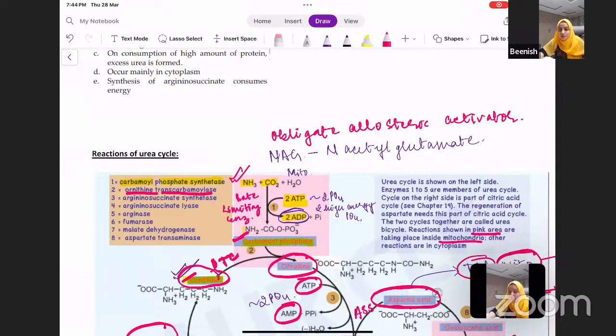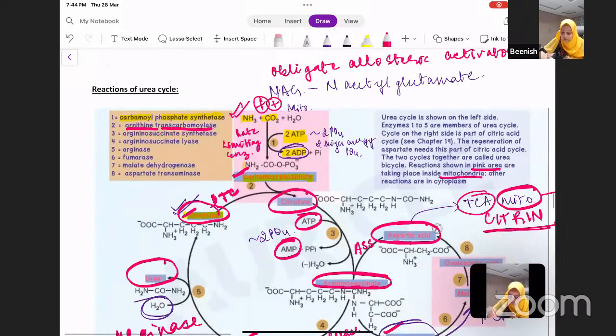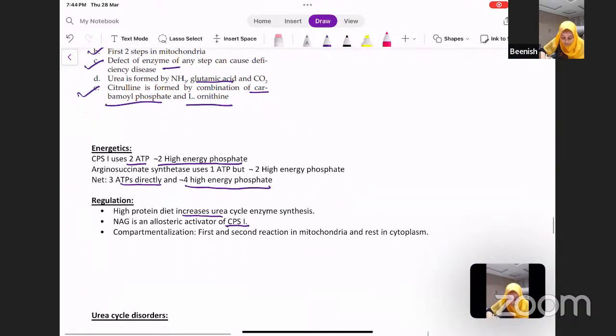What does it mean by obligate allosteric activator? That is, it is compulsory for it to be present. So the first reaction will take place only in the presence of NAG, that is N-acetyl glutamate. And then compartmentalization. That is, the first and the second reactions are taking place in the mitochondria and the rest in the cytoplasm. So this compartmentalization is also providing an extra layer of regulation to the urea cycle.